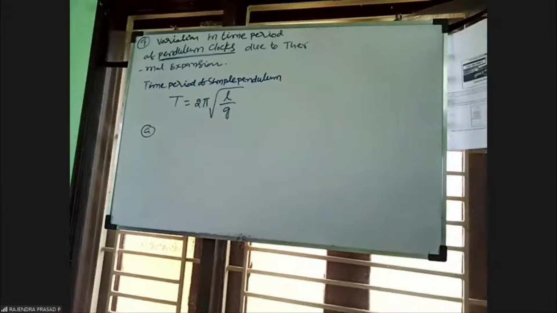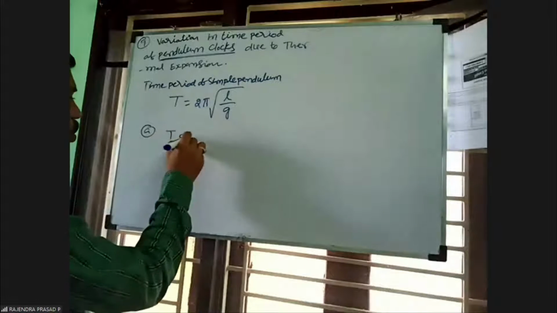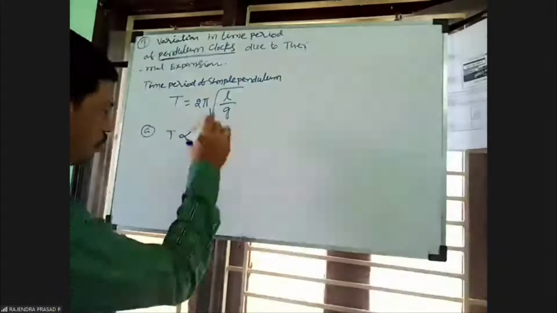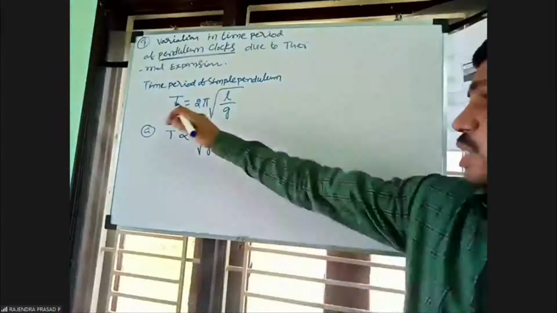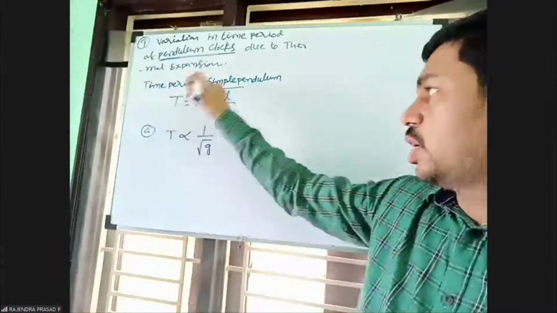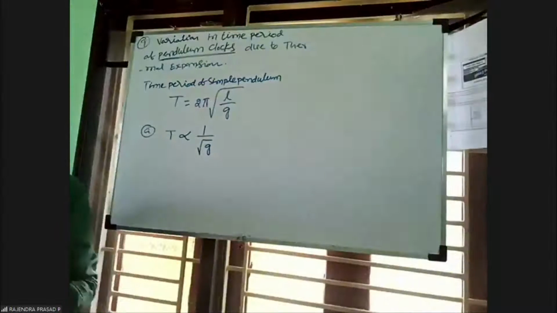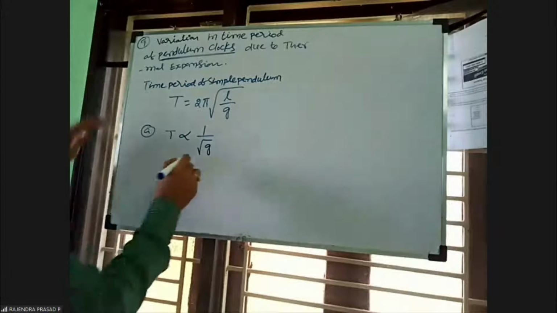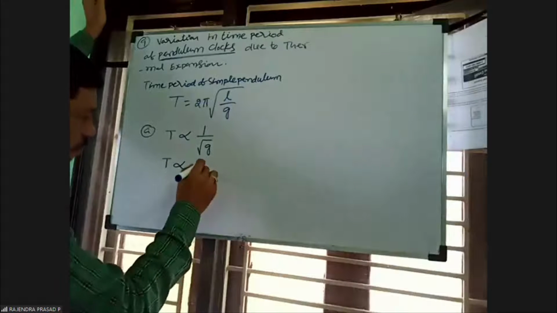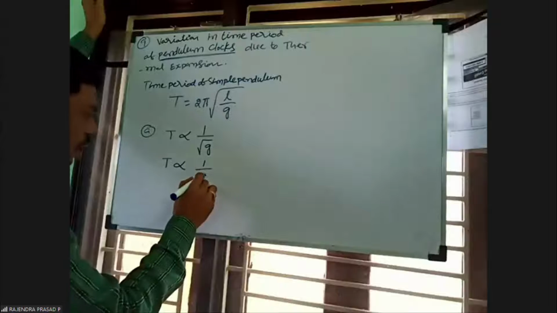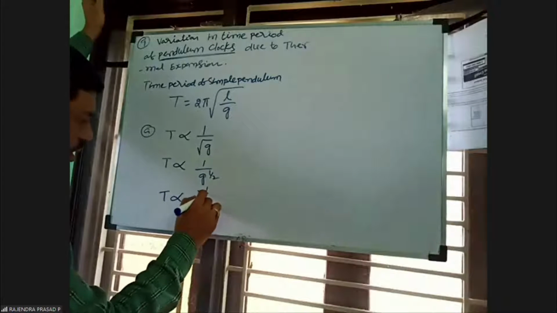T is proportional to 1 by root G. L is constant, 2 pi is constant, so T is proportional to 1 by root G. So T is proportional to G power minus half.